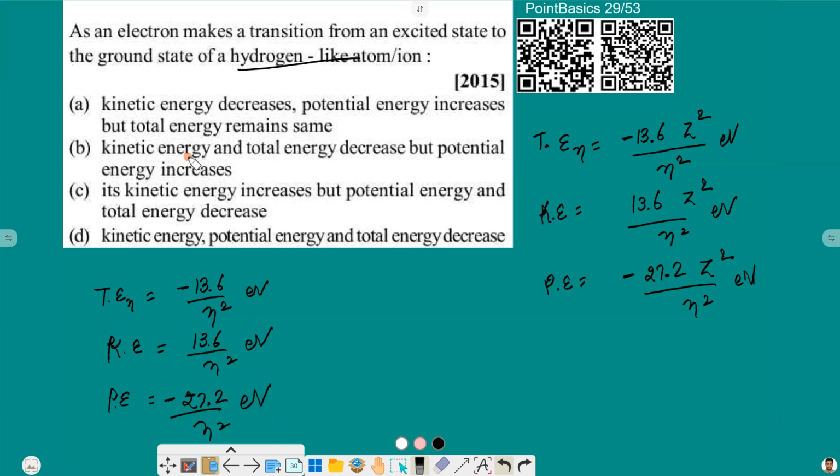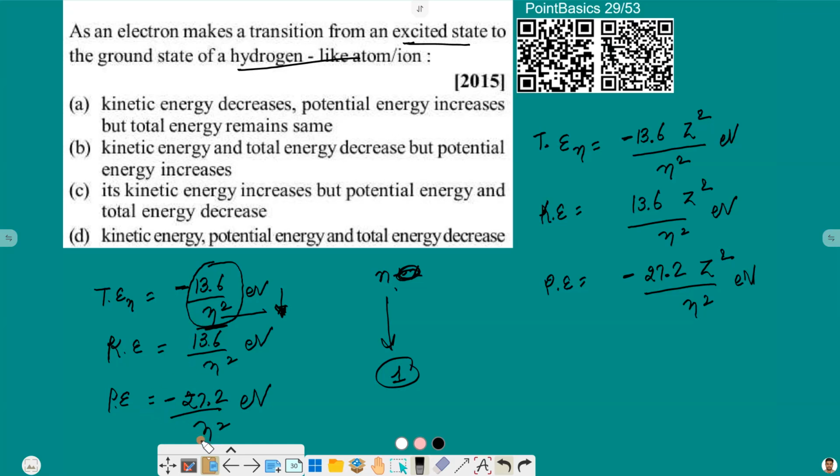So now coming to the question, the electron makes a transition from an excited state to the ground state. So it is moving from a higher value of n to n equal to 1. So what we can see here is that the value of n is reducing. If n is reducing, then what will happen? The magnitude of 13.6 by n square will increase, but it is increasing in the negative direction. So actually this is decreasing. So the total energy will decrease.